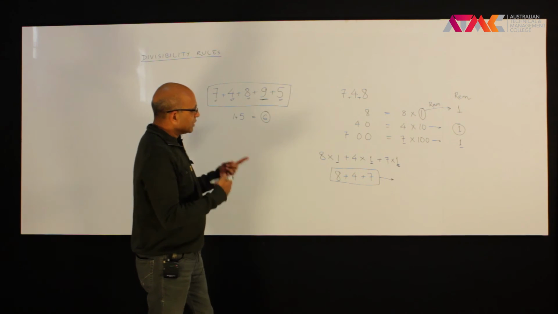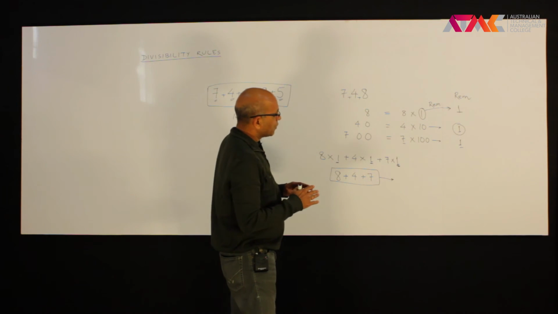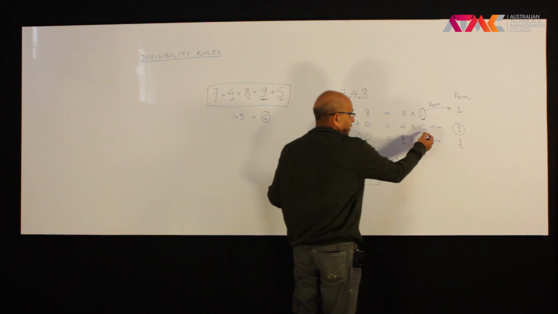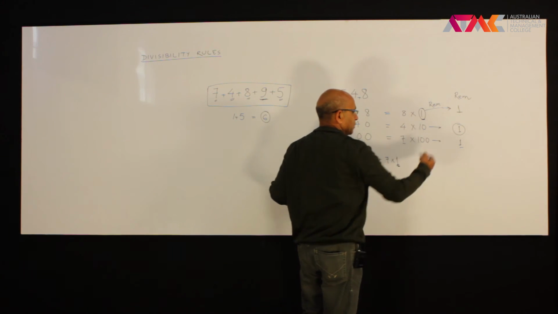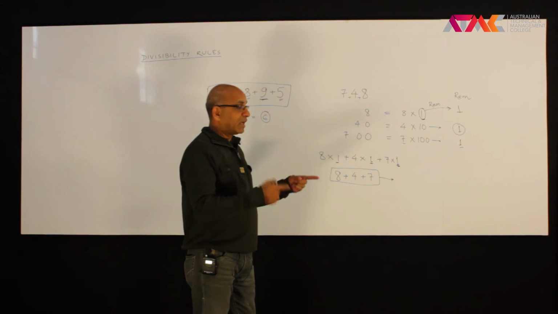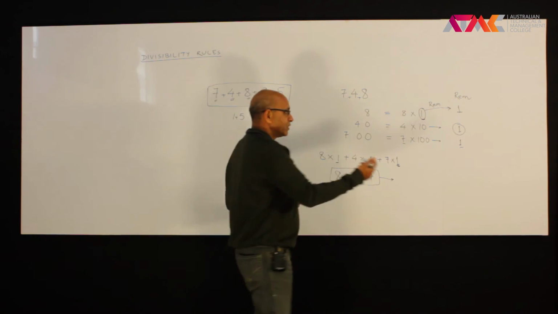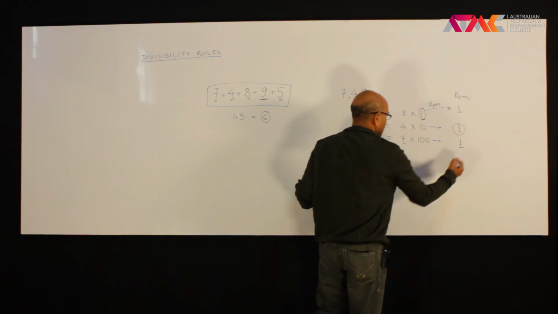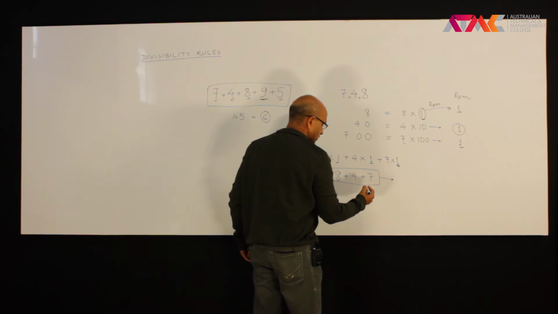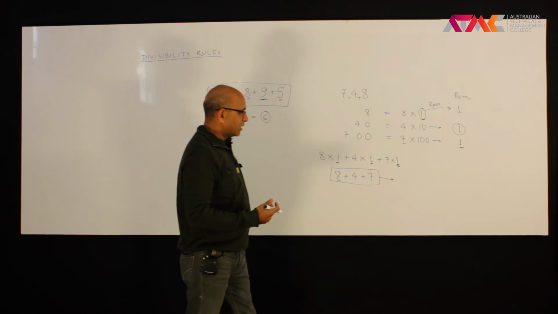Now you can also understand that this same rule would work for 9. 10 divided by 9 again gives you a remainder of 1. 100 divided by 9, 9 times 11 is 99, and that would also give you a remainder of 1. So that's how the divisibility rules are derived.